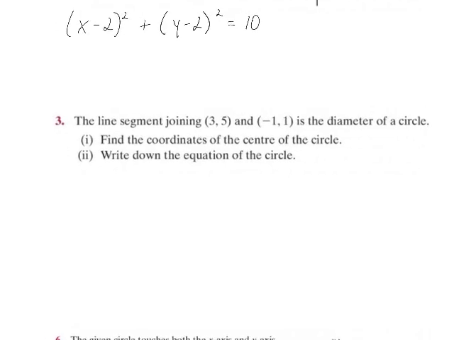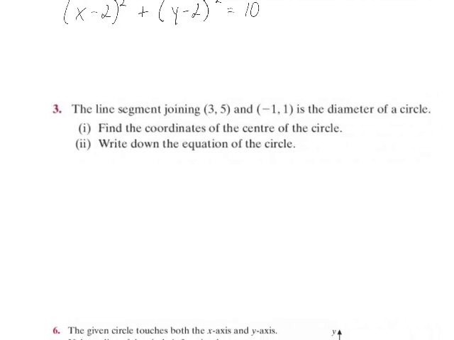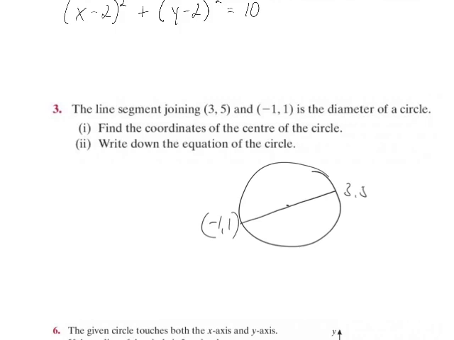Okay, here the line segment (3, 5) and (-1, 1) is the diameter of a circle. Find the coordinates of the center and write down the equation of the circle. Yeah, so we have a circle. The diameter goes through the center. We have -1, 1 and 3, 5. So in order to get the center here, we need to get the midpoint between these points. So we get x1, y1, x2, y2.